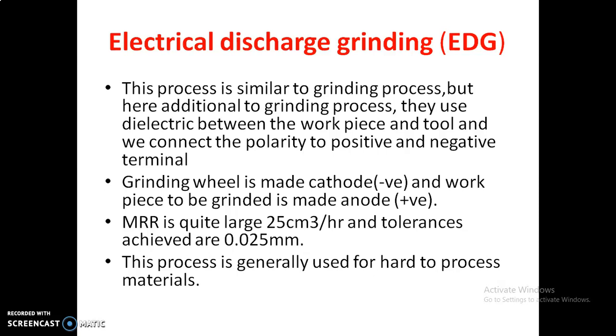And we connect the polarity to the positive and negative terminals. That means the grinding wheel is made cathode, that is the negative terminal, and the workpiece to be ground is made anode. The MRR, that is material removal rate, is quite large in this process, about 25 cm cube per hour, and tolerances achieved are 0.025 mm. This process is generally used for hard to process or hard to grind materials.